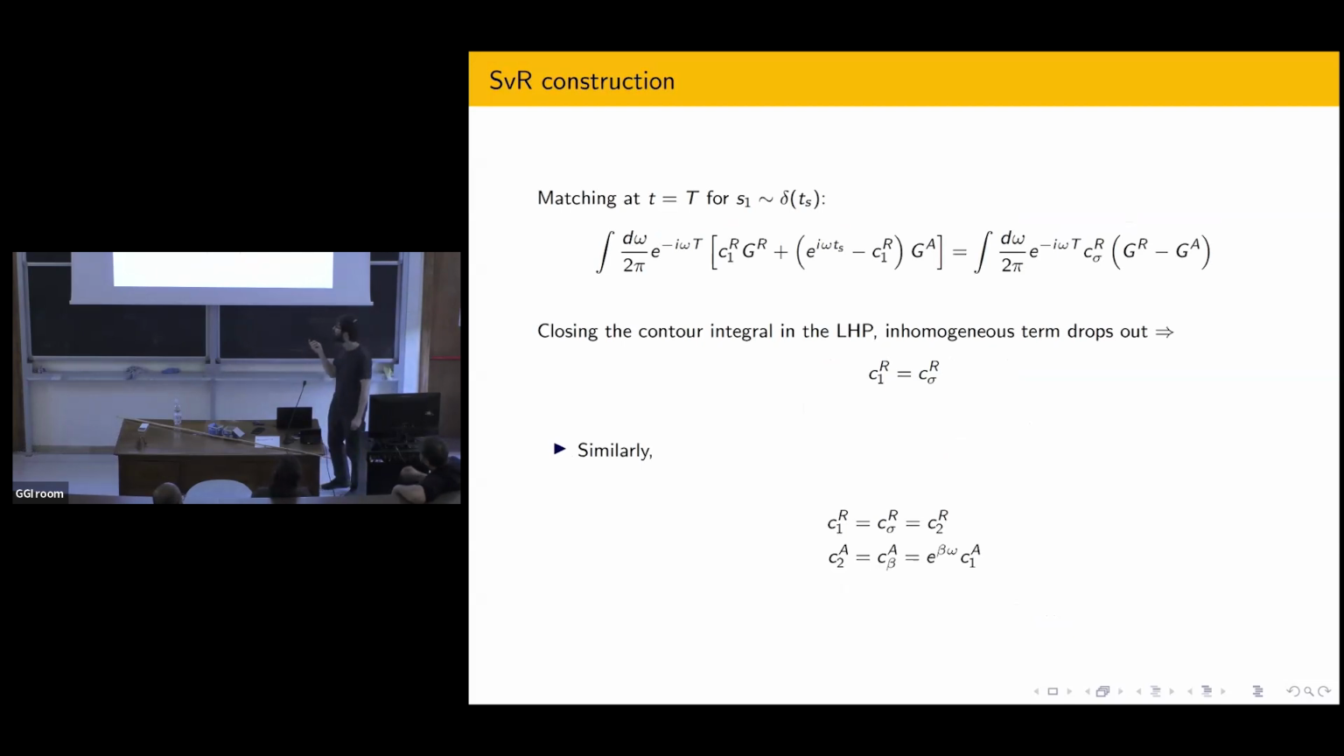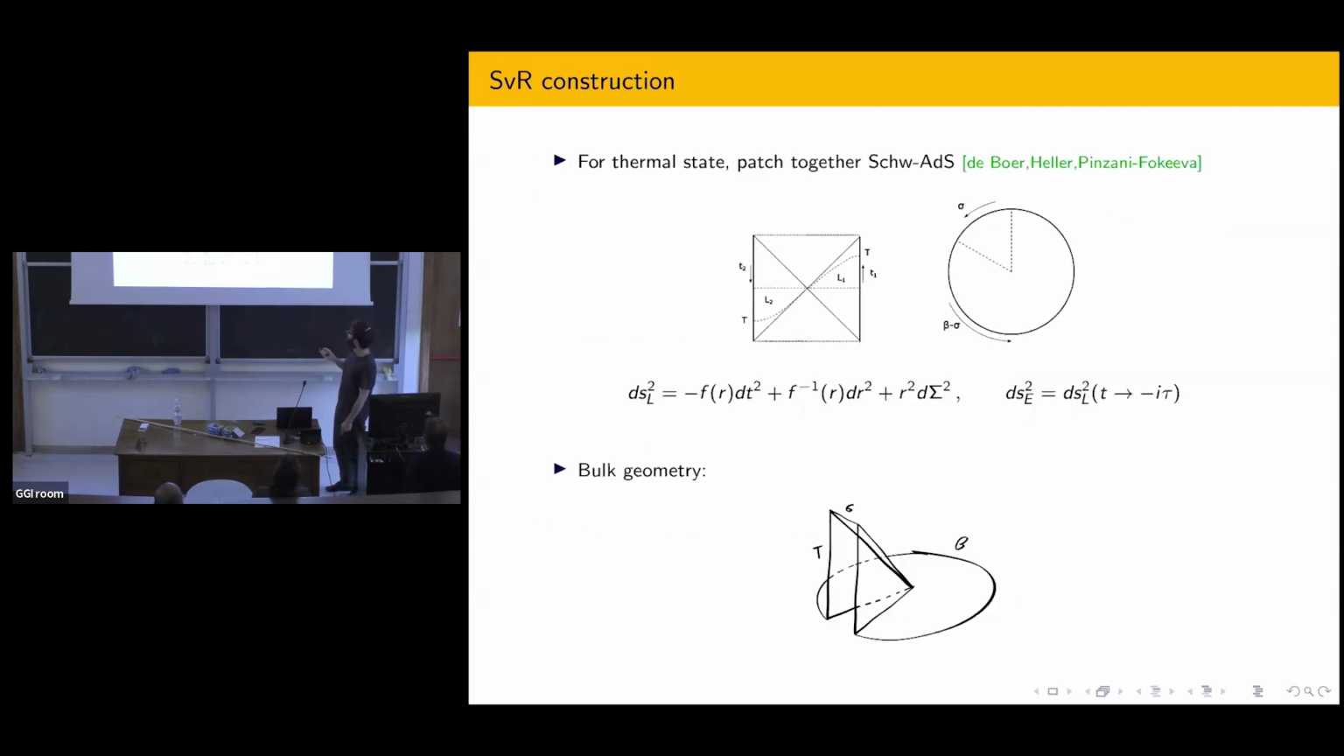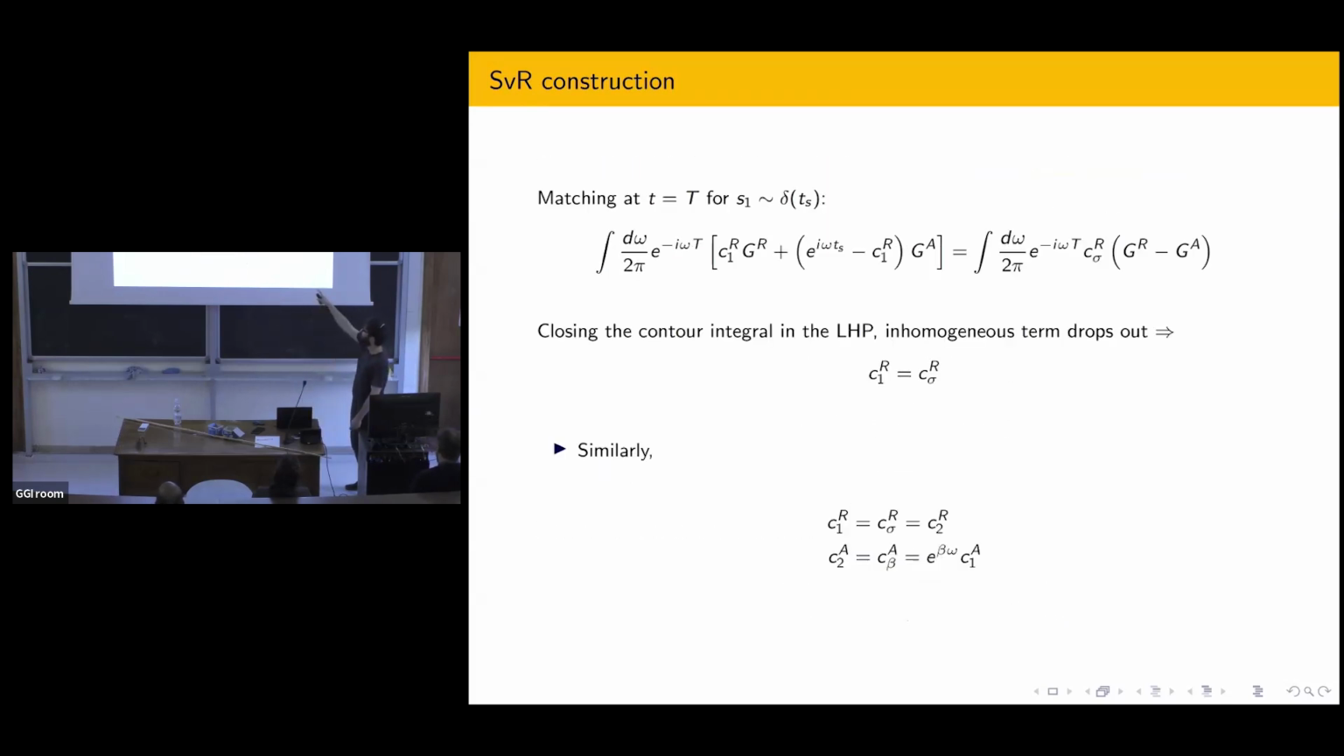I will not explain this in detail, but imposing the matching conditions basically gives you relations between the coefficients on the Lorentzian and Euclidean pieces. So we can show, for example, that the C1R coefficient, which is the coefficient of the retarded Green's function on the first Lorentzian piece, is equal to the coefficient of the retarded Green's function on sigma, on this other Euclidean piece. And similarly, we get other relations between the coefficients. Again, this comes from the matching conditions of Schwinger-Keldysh and van Rees.